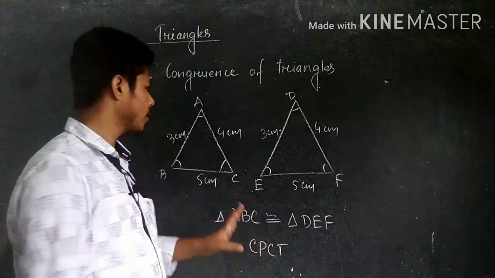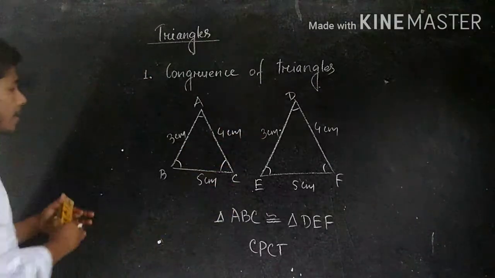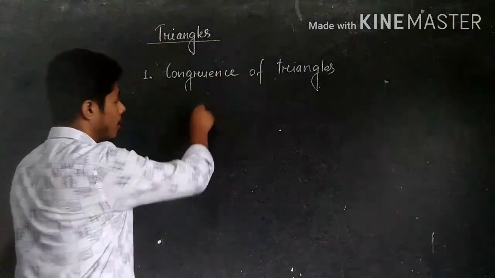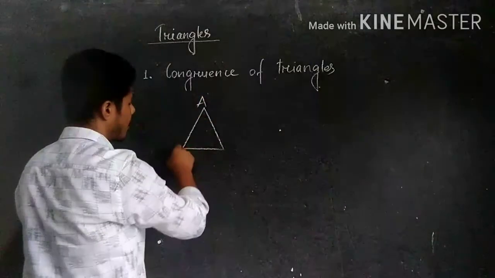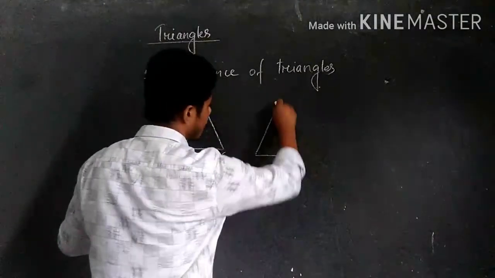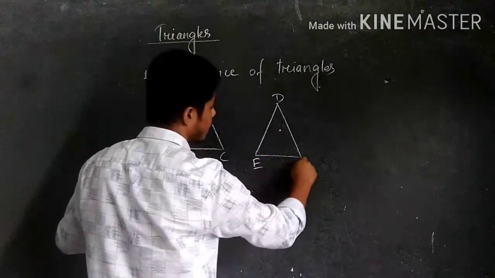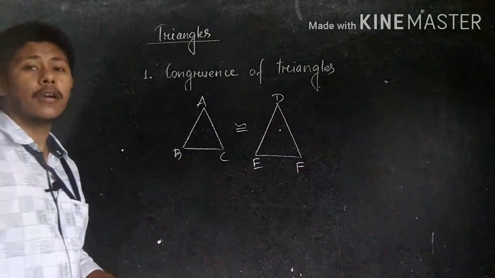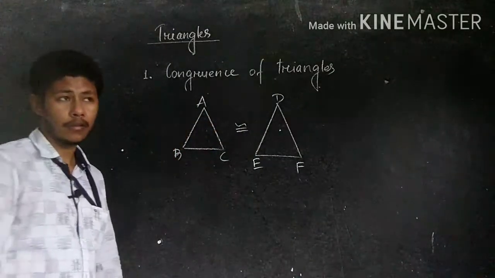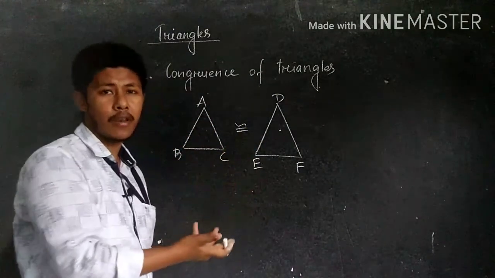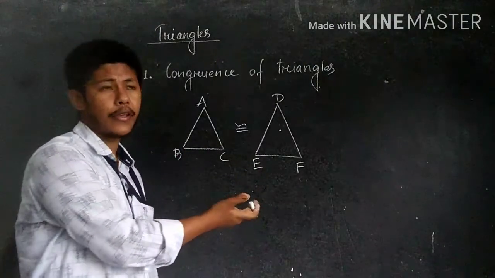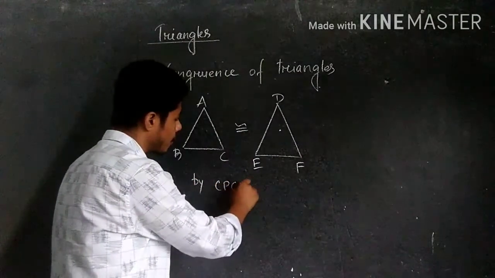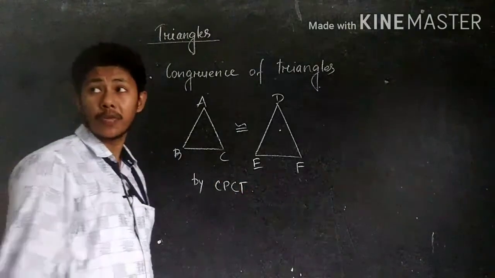Is it clear? So now suppose another example, how can we mention the corresponding parts. Suppose one triangle given here is ABC and another triangle is DEF, two triangles are given, and here it is already given these two triangles are congruent. Is it clear? Now if these two triangles are congruent, that means their shape and size are what? Equal. If shape and size are equal, then what can we say? Their corresponding parts are equal. By CPCT, corresponding parts of congruent triangles.